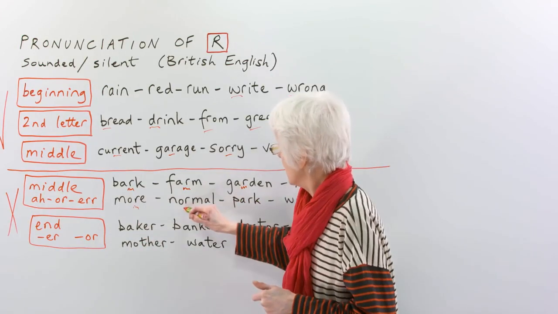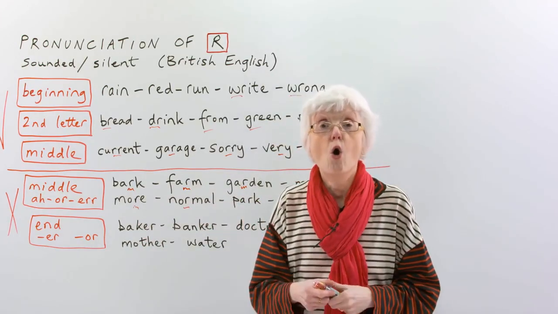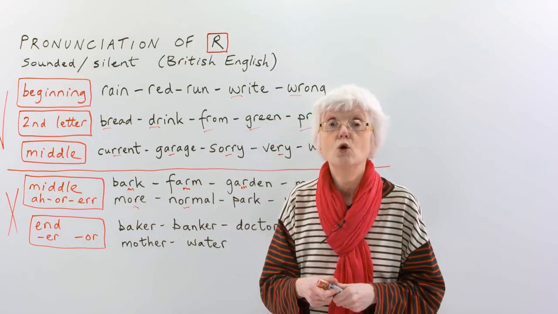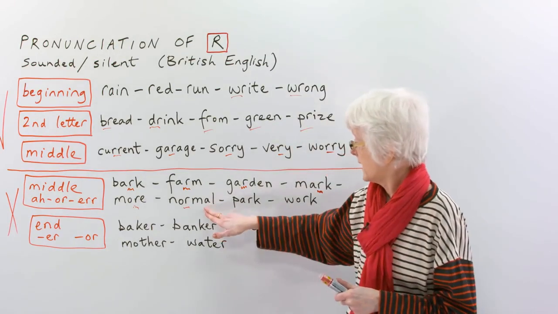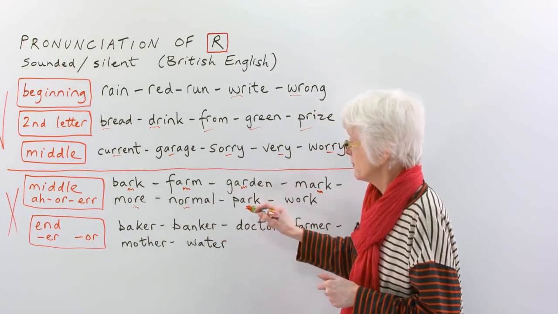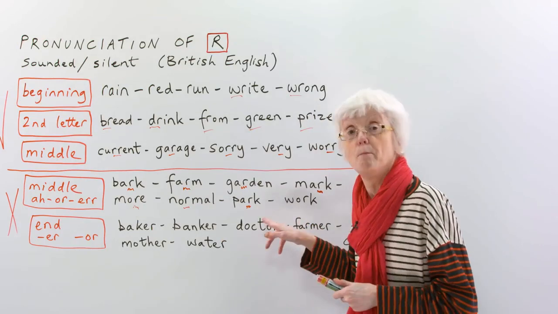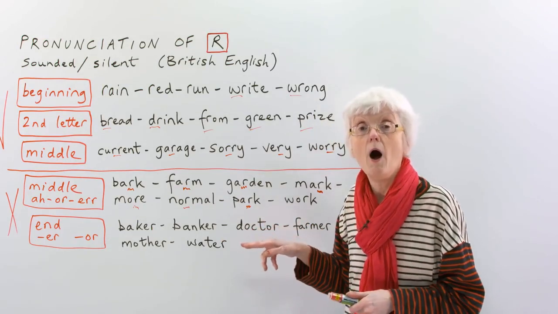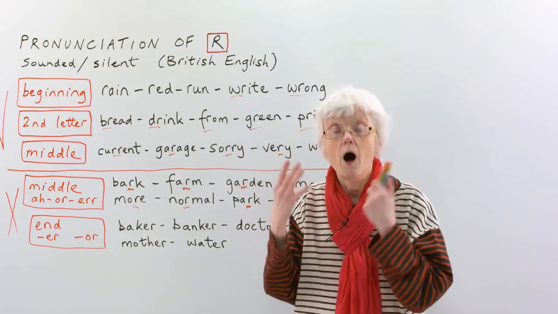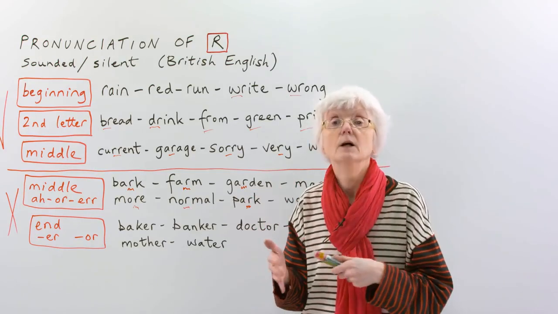Okay, and then this one is similar: normal. And with this one, we're back to R again: park, just an open R, and then the K, park.